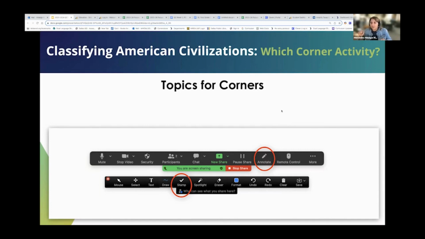And now I want you to do something. So if you could please look at your screen, go to the annotate tool, and then you have this part here where it says stamp. And let's play with the annotate tool. But if you were in the classroom, you wouldn't be annotating. The kids would be moving around. Because this is virtual, we're going to use the annotation tool. Can everybody find it?